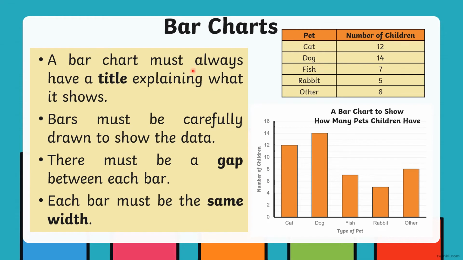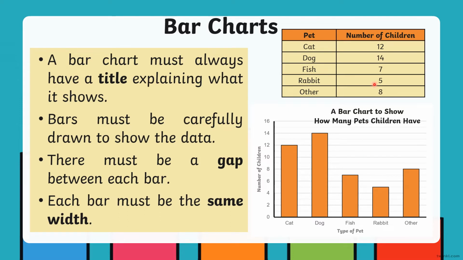A bar chart must always have a title explaining what it shows. So in our bar chart, the title is a bar chart to show how many pets children have. Bars must be carefully drawn to show the data. So if we have, for example, the number of children who like cat is 12. There are 12 children, so it should be here.